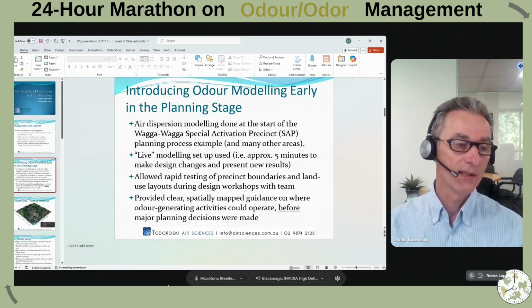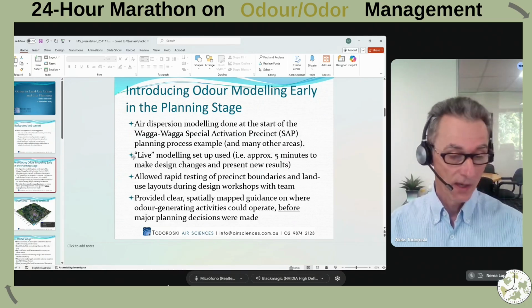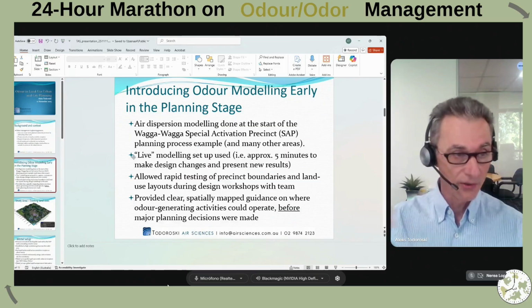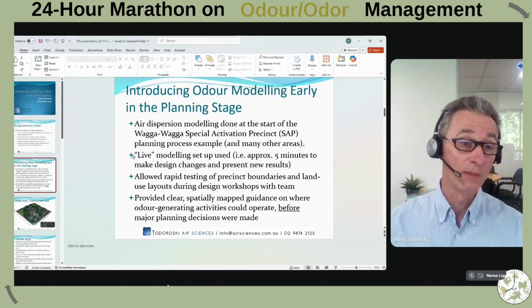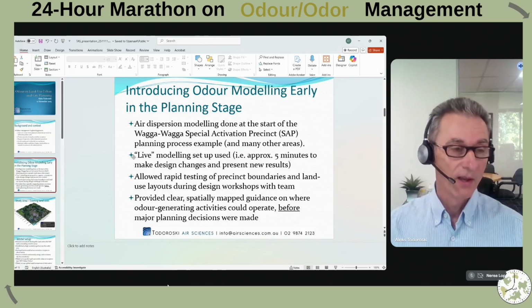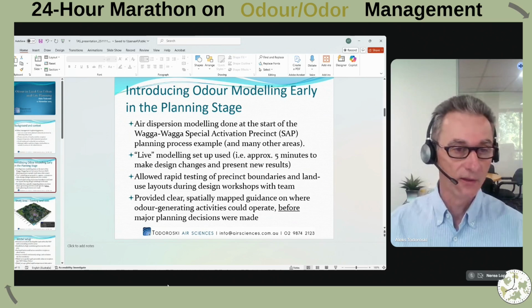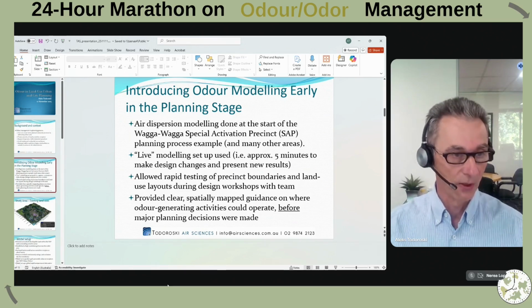One of the key things was developing live modelling. This is where we create the model, run the model, and present the results on the screen in front of everybody in a workshop within about a 5-minute space. You need to create models to do that. It's not a particularly easy thing to do, but once you've done that, it helps a lot.